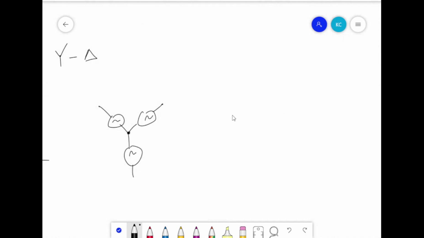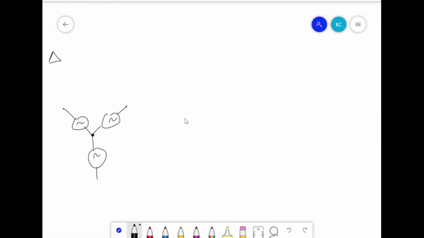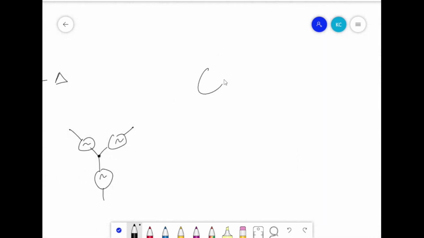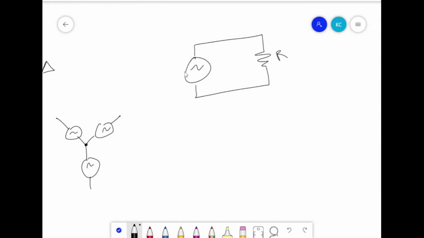And now we want to run a load on this. So you can think of it as one phase at a time. People usually get confused because it's 3 phases and it's quite overwhelming. While this is true, if you look at just one phase, it becomes a lot easier. So let's just do that, and run a simple load on it, a light bulb or a resistor or whatever.